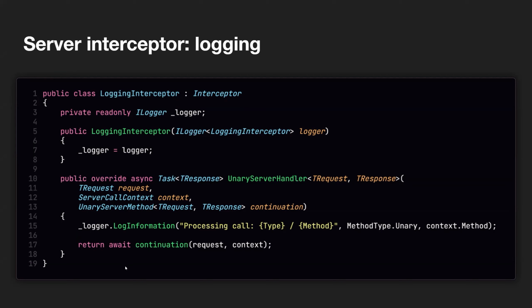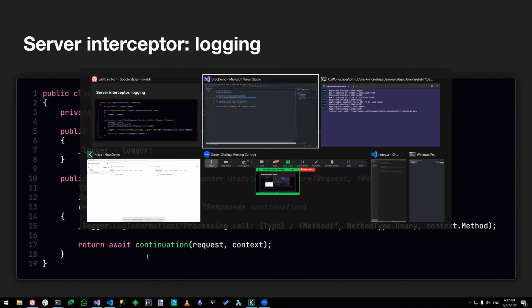And in this example, we are only handling the simple unary request response scenario. And what we are doing is we are logging a message saying that a certain method was called, and then we execute the actual method. So let's see this as well in practice.